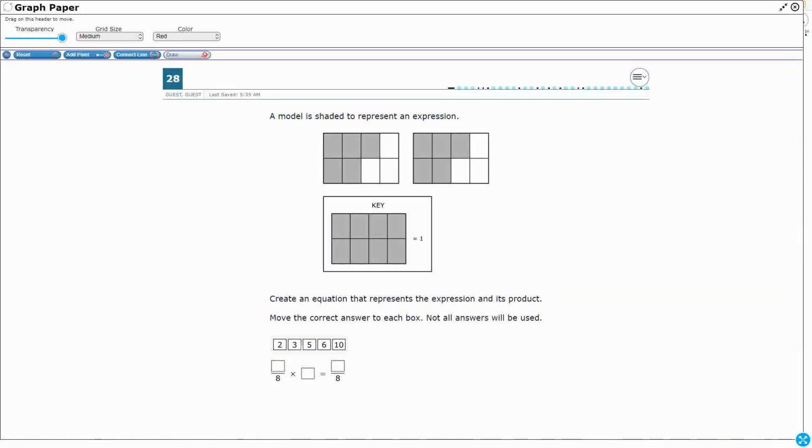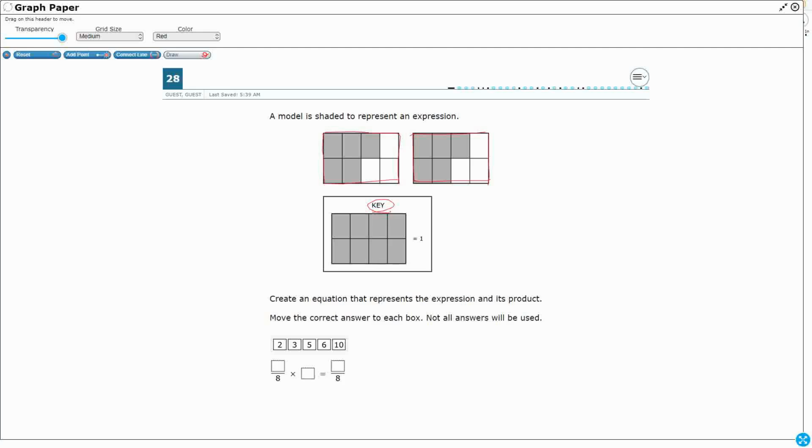All right, so let's see what we're looking at here. 2-point problem. I've got a model here. Now, it's not three shapes here. This key lets us know what each of this represents. Okay, so this is one whole. So if all of this were filled in, obviously it's not, this would be one whole. And if all of this were filled in, this would be one whole. Okay, so what do each of these represent?